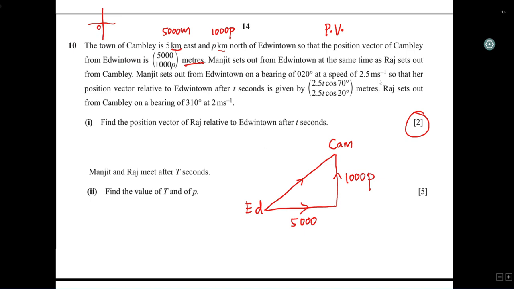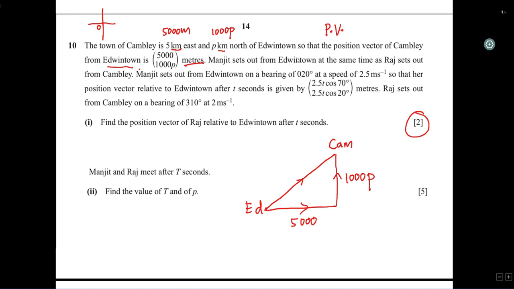But in this case, everything is relative to Edwin Town. Later when you do the question, you will understand. You have to assume Edwin Town is something like your origin. All the coordinates, the position vectors, must be relative to Edwin Town. Edwin Town is like the origin, and it tells you what the other position vectors are. This one can also be a position vector from Edwin Town. Anyway, if you don't understand, let's move on and see what happens next.